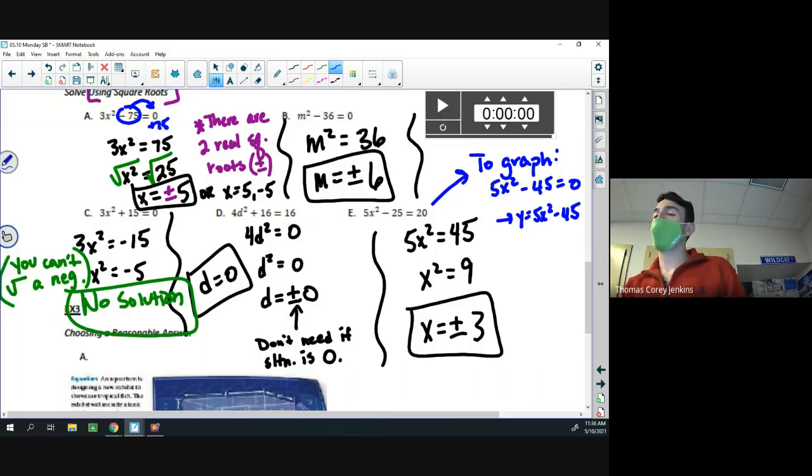Anyways, any questions about any of this solving by square roots? Okay, so the key will be recognizing, this is the easiest way to solve them, but being able to recognize when can I use this method versus when can I not, okay?